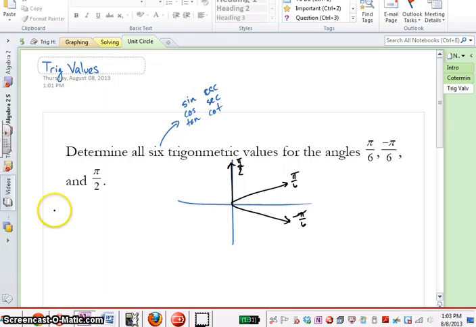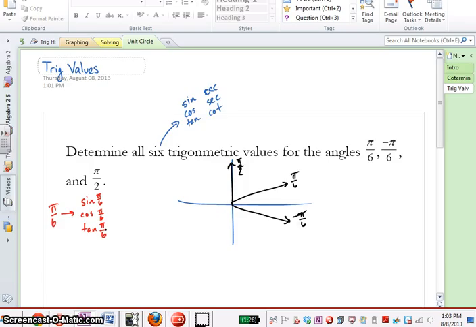So, I want to look at pi over 6 first. Pi over 6, we want to look at sine of pi over 6, cosine pi over 6, and tangent pi over 6. We'll look at these first. Sine of pi over 6, you'll notice thinking about this, pi over 6 is a 30-degree angle. That means that we're looking for a 30, 60, 90 triangle. Try to remember back that the sides have lengths of 1/2 and the square root of 3 over 2.